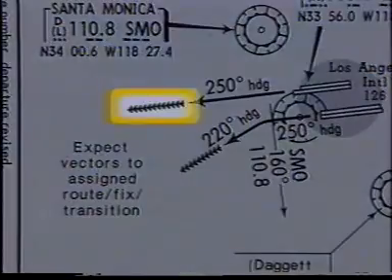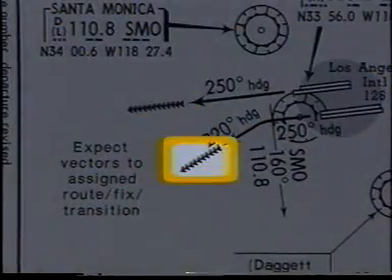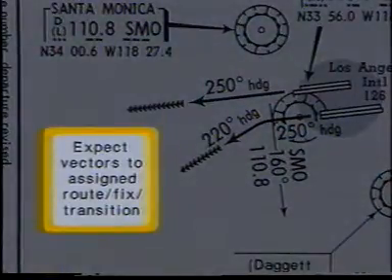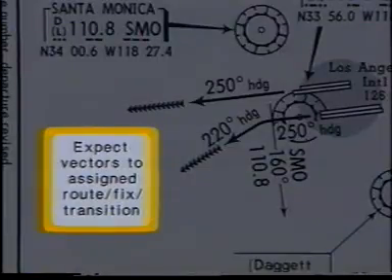Radar vectoring, shown by a line of arrowheads, is used for some SIDs when ATC provides navigational guidance to your filed or assigned route or to a fix depicted on the chart. The note states that after departing, expect vectors to your assigned route, fix, or transition.